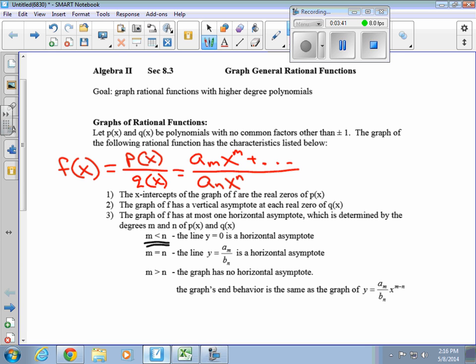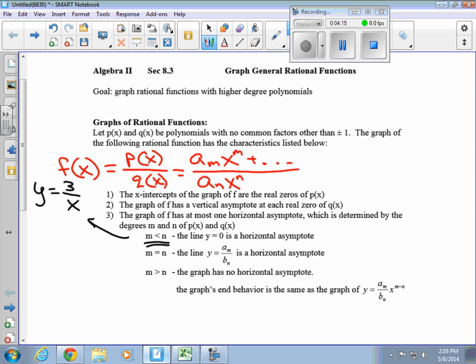Where m is less than n. Now, m is the degree of the top polynomial. N is the degree of the polynomial in the denominator. So yesterday we looked at equations that looked like this: y equals 3 over x. What's the degree of the numerator? It's a constant, so what degree is it? 0, right? It has a 0 degree.